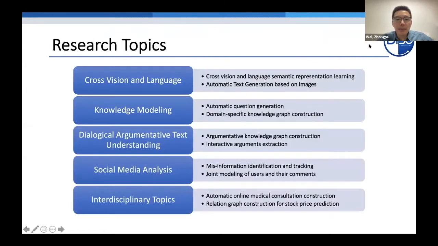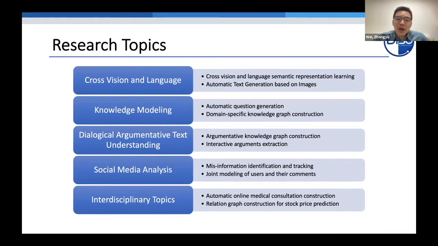In our lab, the research topics include the following 5 aspects. The first one is cross vision and language. We basically want to learn the semantic representation across vision and language for downstream tasks, including matching between the image and the text, generation based on images, and also doing some inference based on image and text.